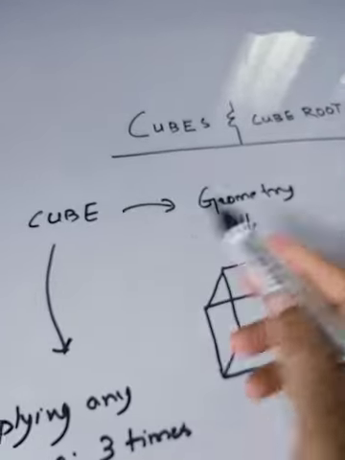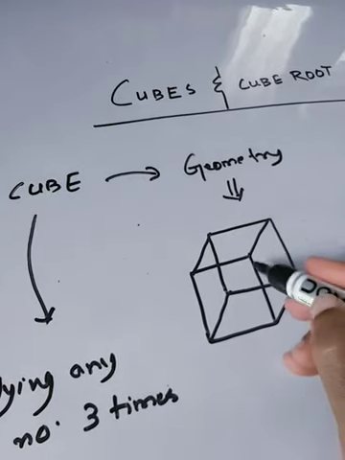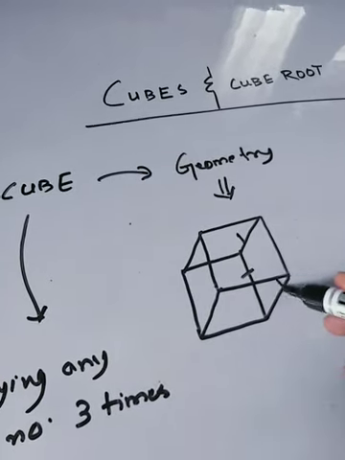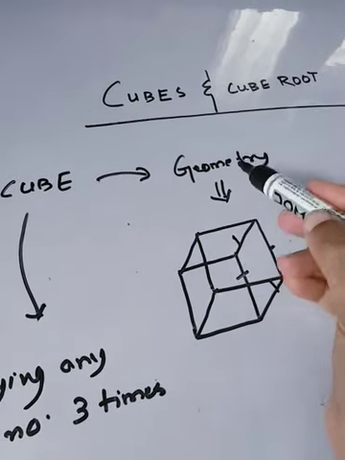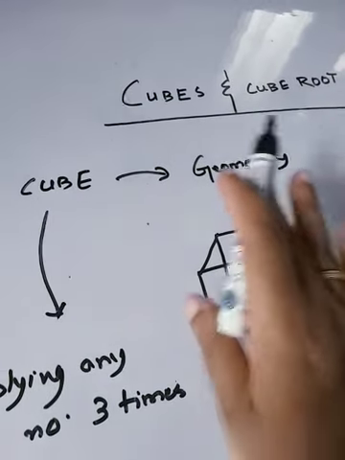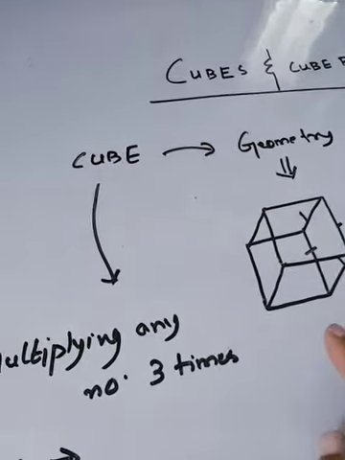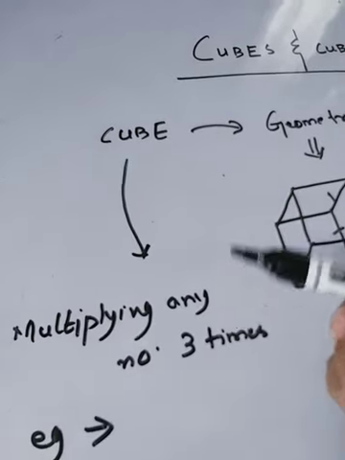In geometry you must have heard about the cube, that is this shape is called a cube, where all the sides are equal, that is length, breadth, height, all are equal. So this shape according to geometry is called a cube. But for now we are not talking about geometry. We are talking about arithmetical operations.